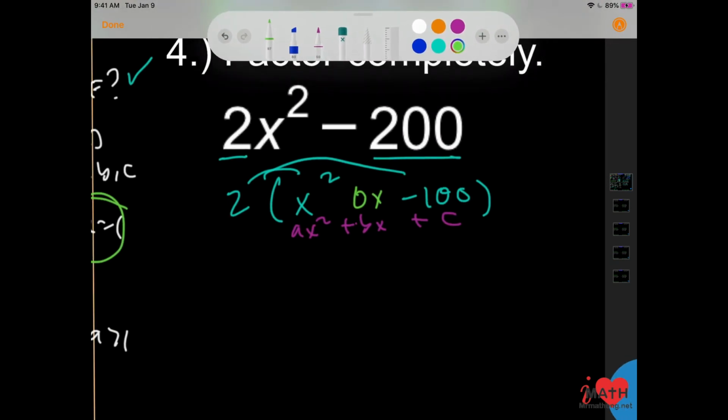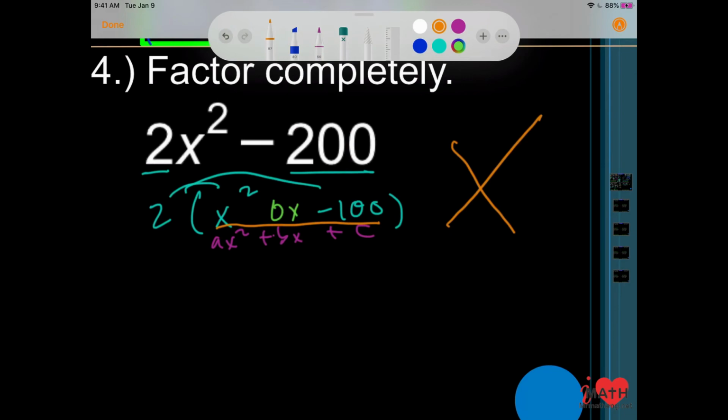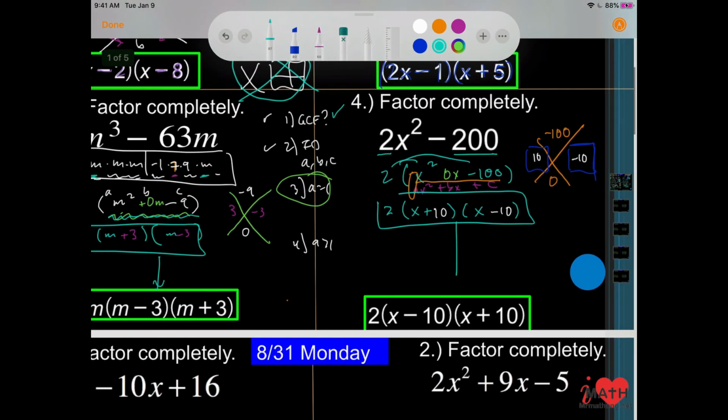So what I'm going to do here, in orange, is my x method, because you notice that your a value is 1. So a times c is -100, b value is 0. And when you know that the b value is 0, here's another hint that the two numbers have to be exactly the same. The blue boxes will be exactly the same. One's going to be positive, one's going to be negative. Well, that's going to be 10 and negative 10. So 10 and negative 10. So I'm going to write the 2. Now I have x plus 10, x minus 10 is our correct answer, and that should match what's here.